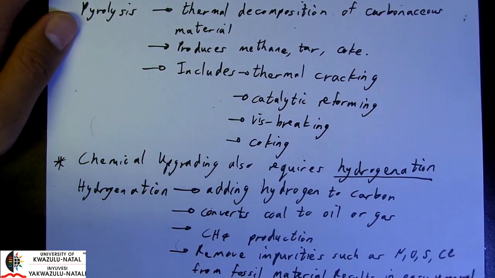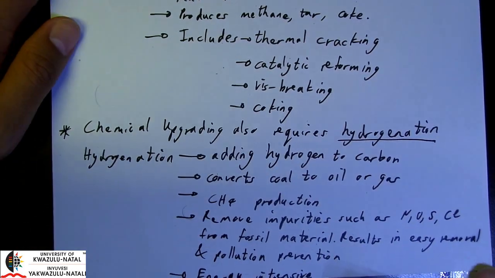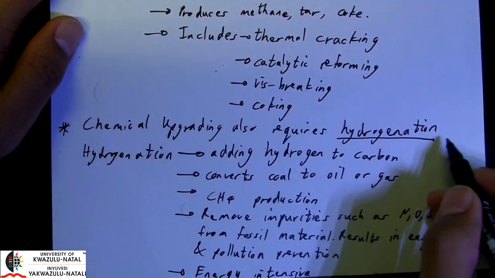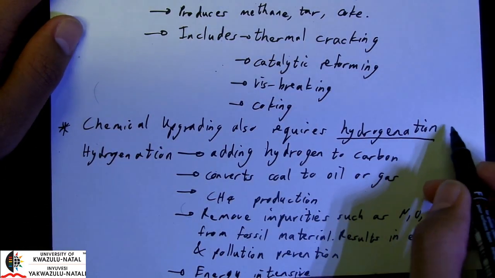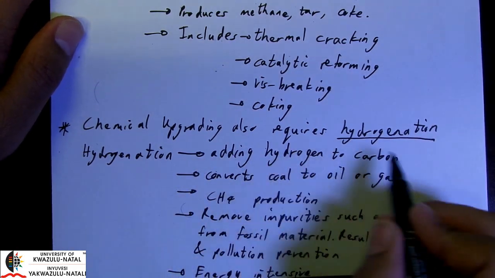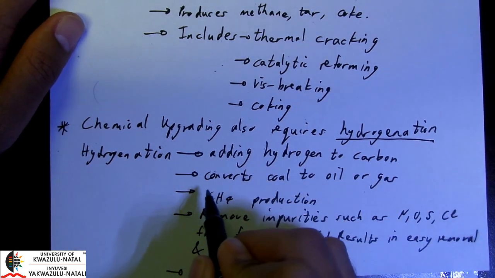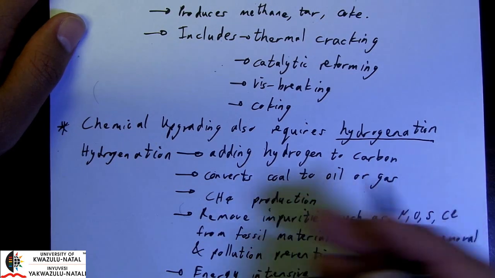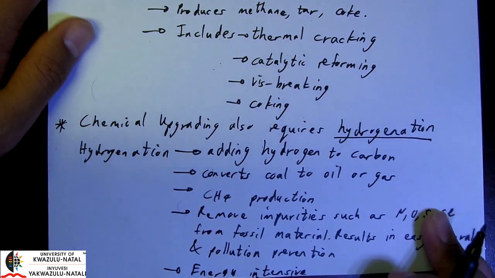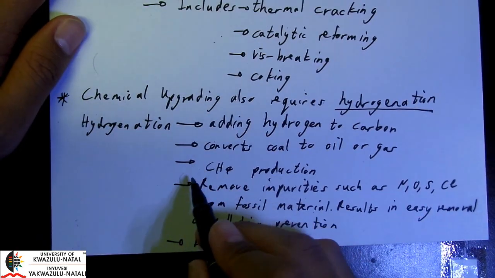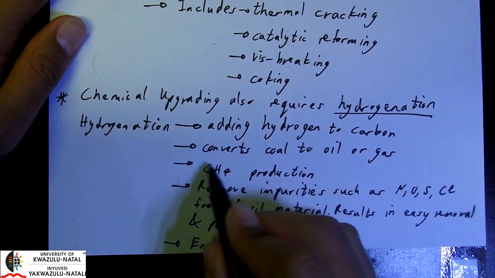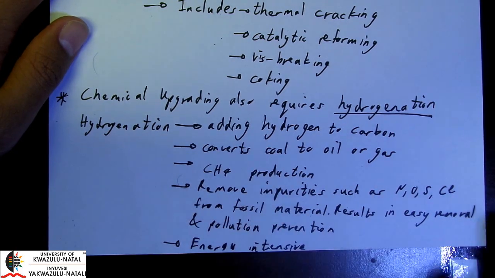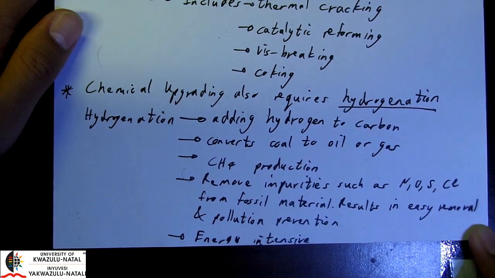Once pyrolysis is done, chemical upgrading also requires hydrogenation. And this involves adding hydrogen to carbon, and it can be used to convert coal to oil or gas in order for it to be processed to produce our useful fuels. It also results in methane production, which is also a precursor to convert to various useful fuels.